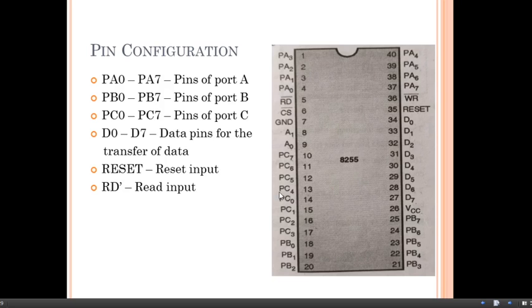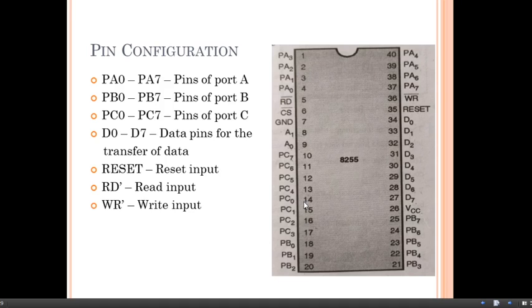Next is read bar pin. Pin number 5 is read bar pin. This is active low. Here we can observe read, and on this bar is there. That means this pin is active low input signal, which is used in coordination with the other signals to send data to the CPU through this data lines.